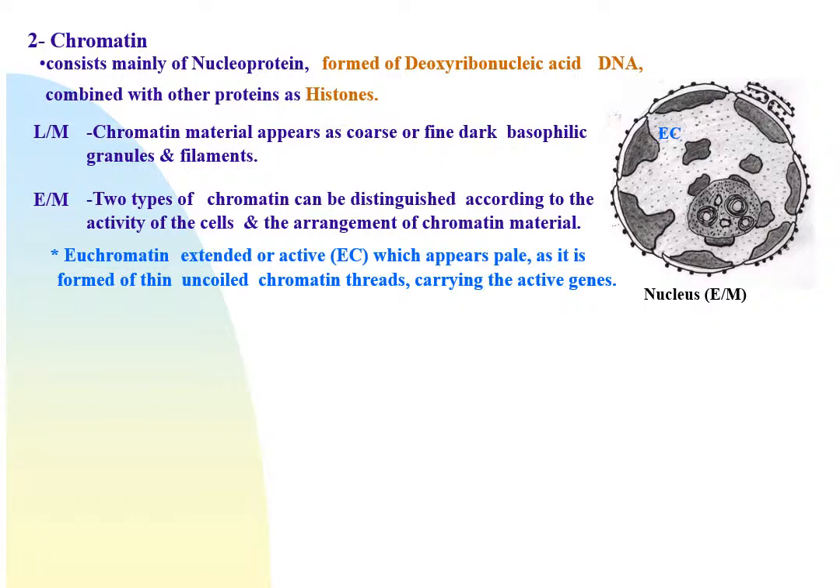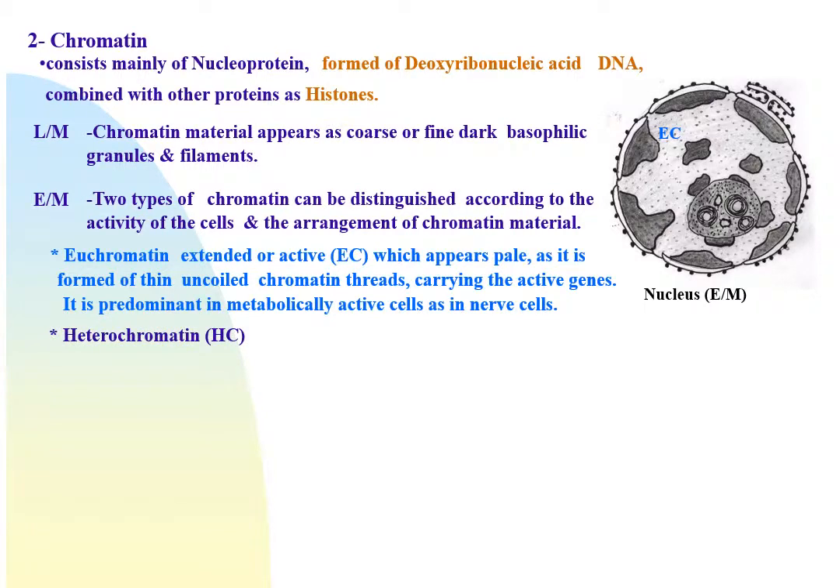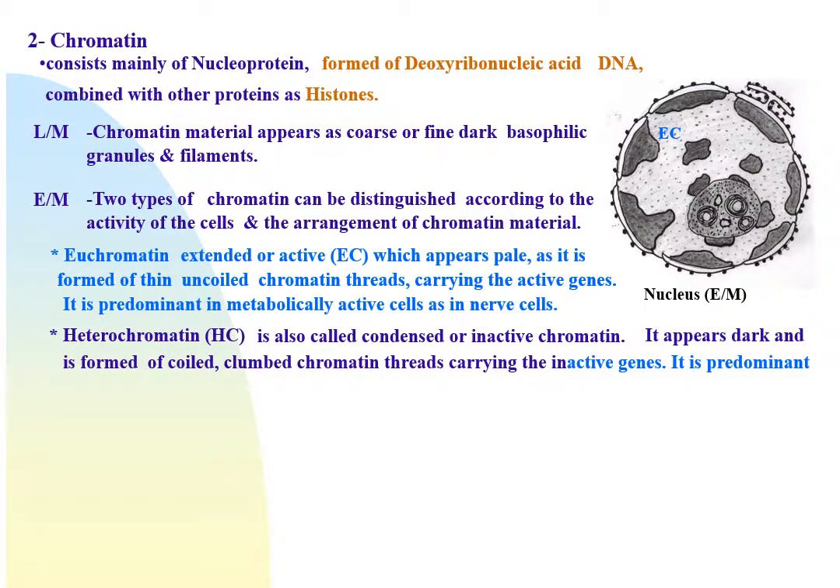carrying the active gene. It is predominant in metabolically active cells as in nerve cells. Heterochromatin is also called condensed or inactive chromatin. It appears dark and is formed of coiled, clumped chromatin threads carrying the inactive genes. It is predominant in metabolically inactive cells like fibrocytes.